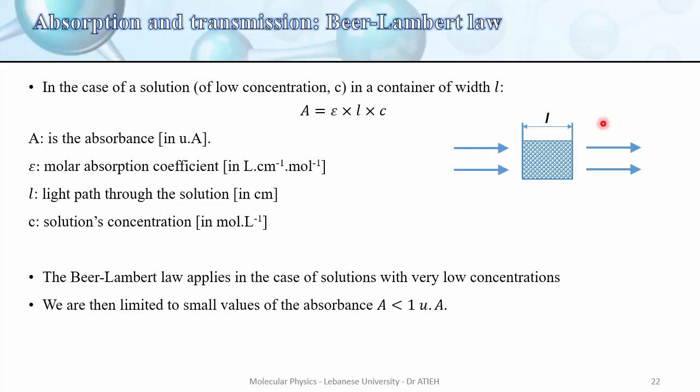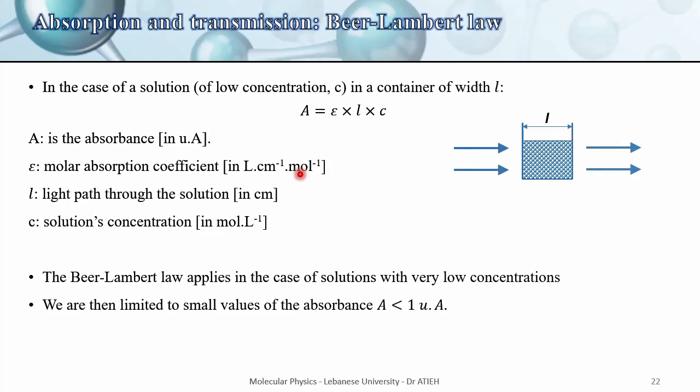A is the absorbance of the substance we're talking about, which is found inside a certain solution. Epsilon is the molar absorption coefficient or molar absorptivity, measured in liter centimeter minus 1 mole minus 1. Epsilon gives an idea about how much light a certain substance absorbs at a certain wavelength. So epsilon is a characteristic of the substance and also of a certain wavelength. So if we change the type of light, for sure the molar absorption will change.